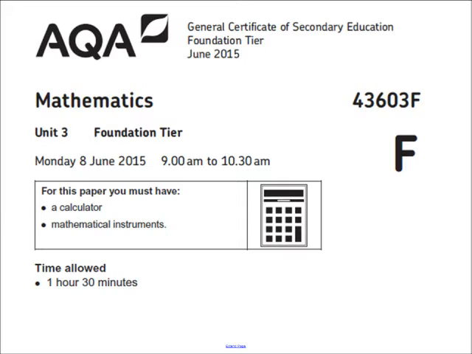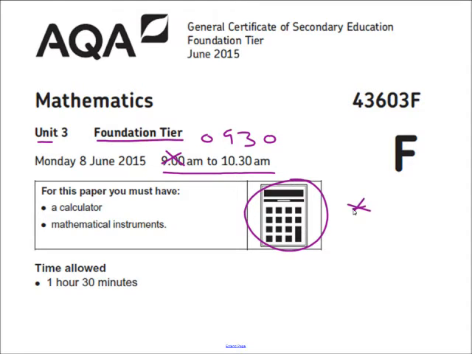So Unit 3 Foundation tier is the important piece, and it's a 1.5 hour exam. The start time for the exams at Preston College is not 9 o'clock, it's 09:30. The two most important parts of the paper are that you can use a calculator, so please remember to use a calculator even for the most simple of calculations. Also, you'll need your mathematical instruments, and that's absolutely necessary for Unit 3 because being the geometry paper, there's lots and lots of drawing that you'll be expected to do.